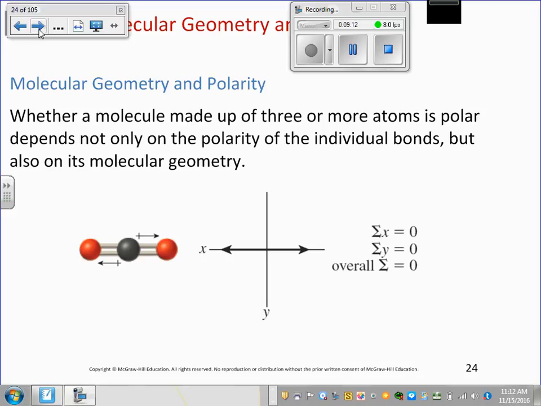I look at this bond, it's also polar, but which way are the electrons going to be pulled? The opposite way. So even though the bonds are polar, the net overall effect, since I have them opposite each other pulling with the same amount, is 0. So the molecule is nonpolar.